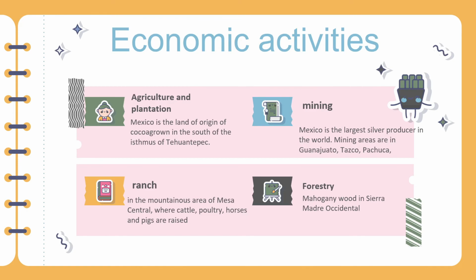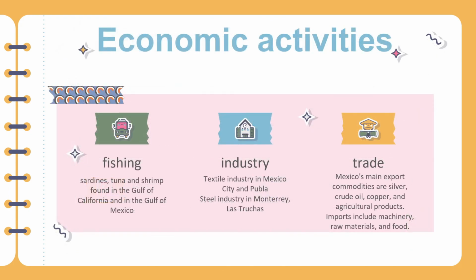Next, industry. The textile industry is in Mexico City and Puebla. The steel industry is in Monterrey. The last is trade. Mexico's main export commodities are silver, crude oil, copper, and agricultural products. Imports include machinery, raw materials, and food.